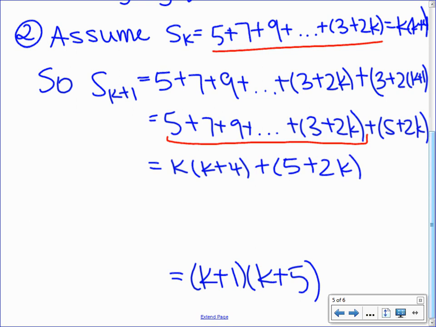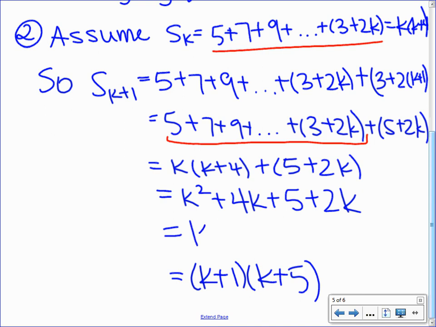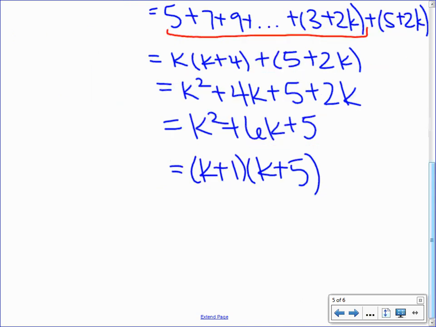We need to get this to k plus 1 times k plus 5. What must we do? We better distribute that k and combine like terms, right? So we have k squared plus 4k plus 5 plus 2k, which we can combine to k squared plus 6k plus 5. Now, let's make sure, does this factor to k plus 1 times k plus 5? It does. Good.